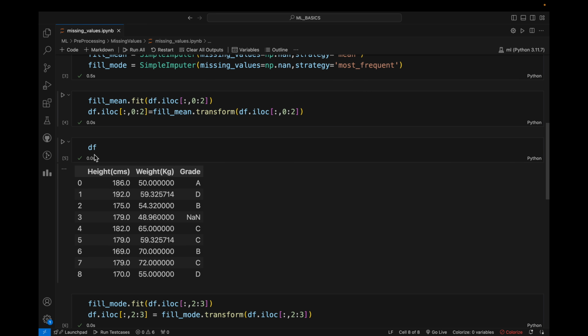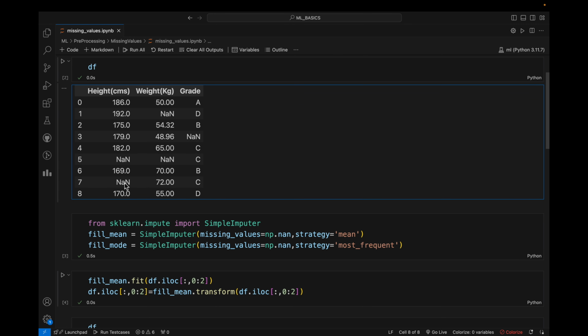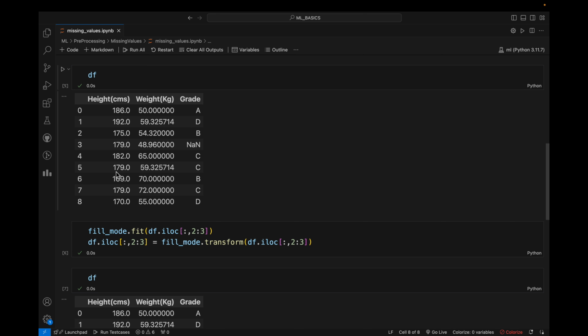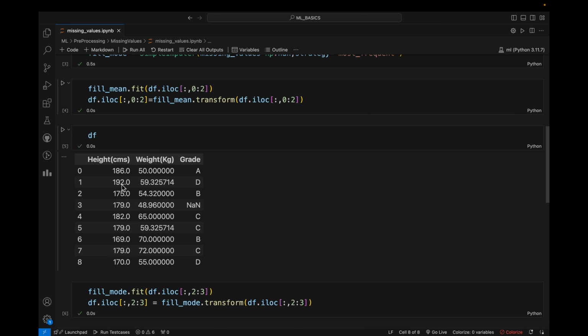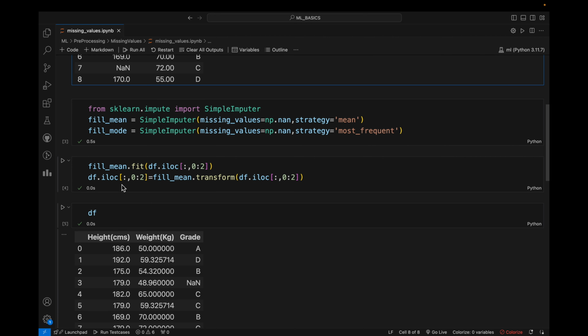So if I check the data frame now, these values that were missing over here, that is NaN and NaN, in the fifth row and the seventh row, if you observe, in the fifth row it is 179, that is the mean value. And similarly, in the seventh row, it is 179. So these are the mean values of the height column, and those were filled with these two values. Okay, like that, this SimpleImputer will work.